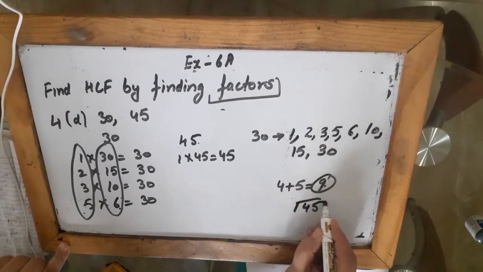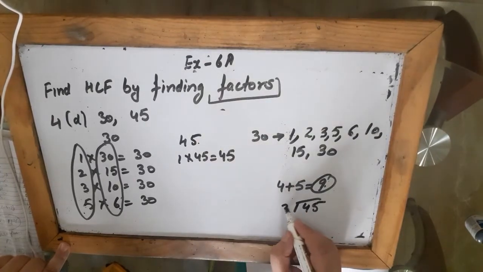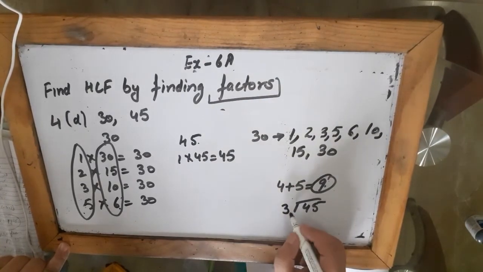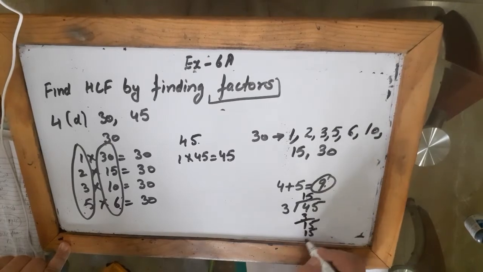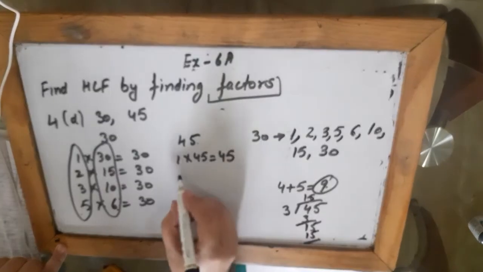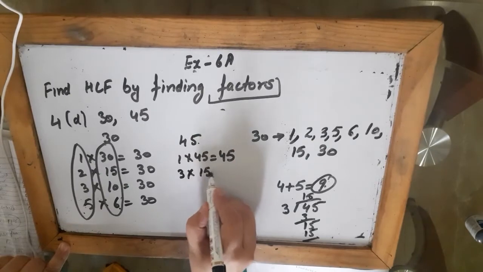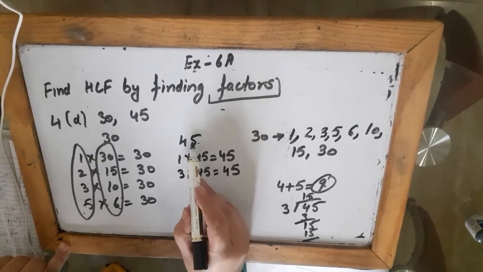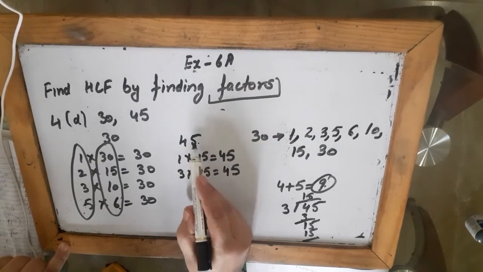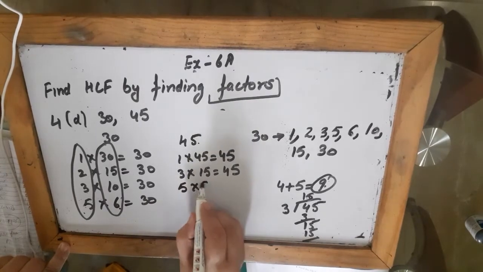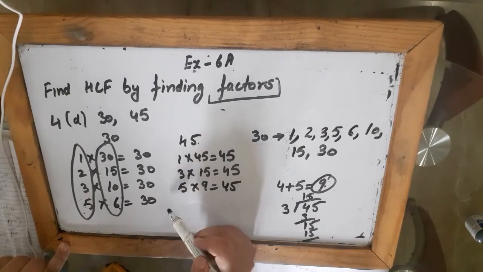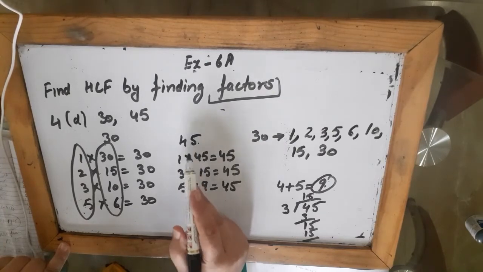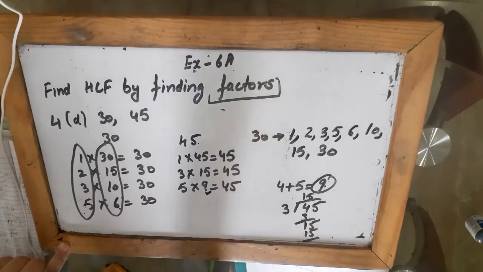And if you have to know how many times this number is divisible by 3, you can always divide it. 3 1s are 3 and 3 5s are 15. It means 3 15s is 45. Now on the table of 4, no. On the table of 5, yes. 5 9s is 45. On the table of 6, no. On the table of 7, no. 8, no. 9, yes. 9 5s is 45, and it's already there.